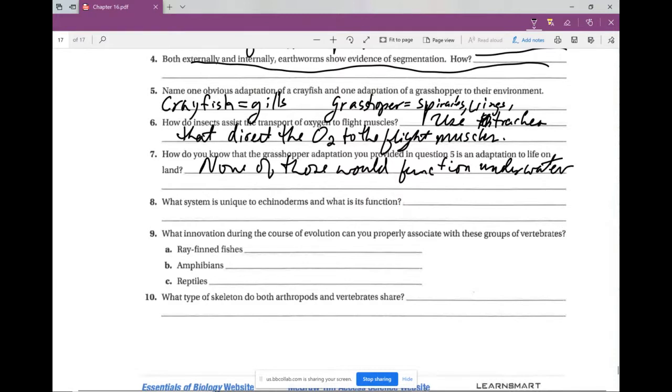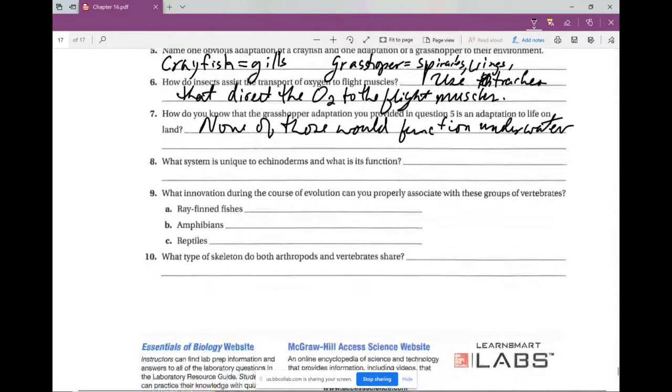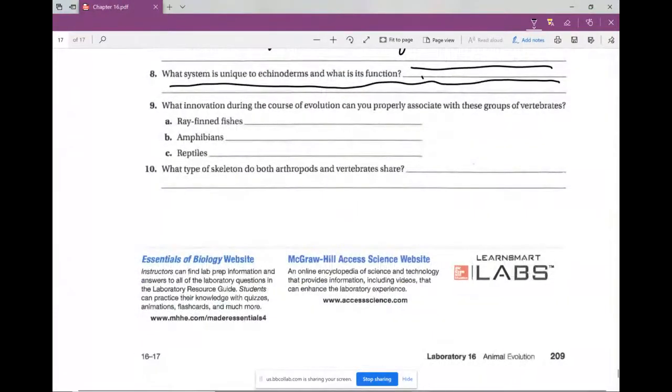What system is unique to echinoderms and what is its function? We didn't discuss echinoderms. We're talking about the water vascular system, so don't worry about that. What innovation during the course of evolution can you properly associate with these groups of vertebrates? Ray fin fishes: bones. Let me be more specific: bones of calcium.